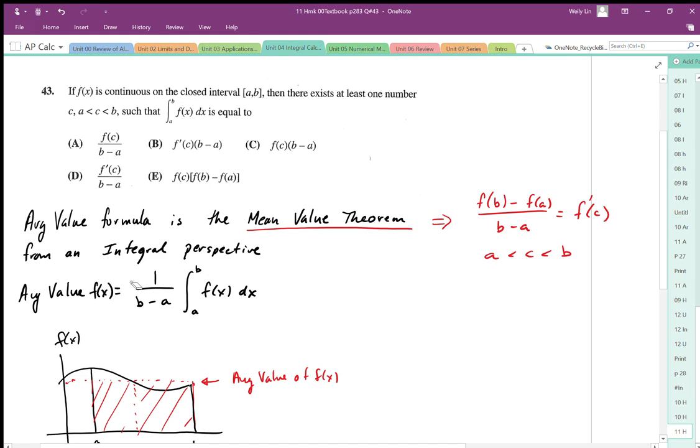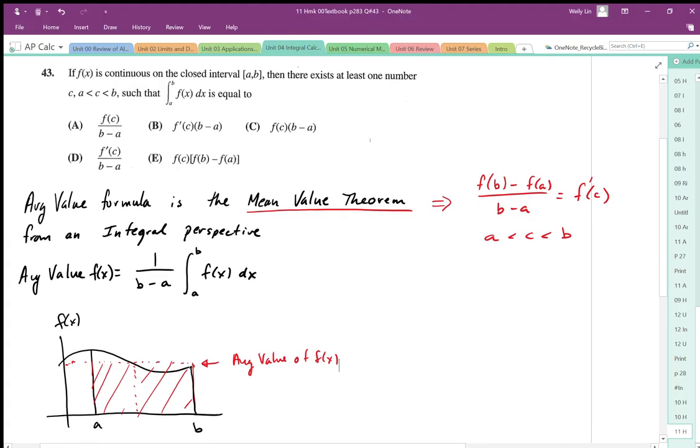Okay, so the average value formula looks like this. The average value of f of x is going to be the area under the curve divided by the interval width. The mean value theorem looks like this as well: the average slope is equal to the instantaneous slope at some point c in the interval a to b. And this is what this is alluding to.